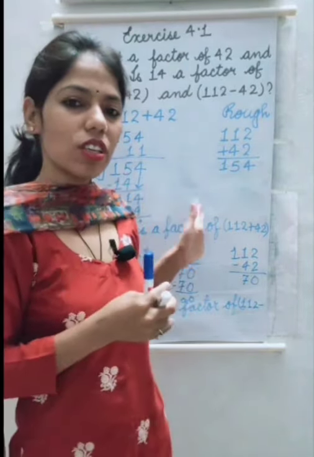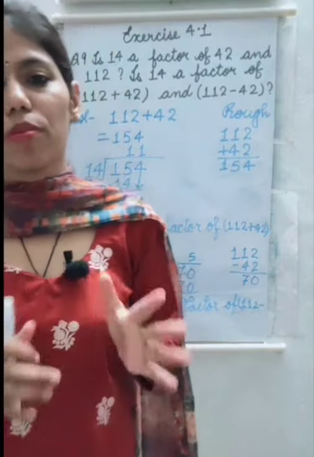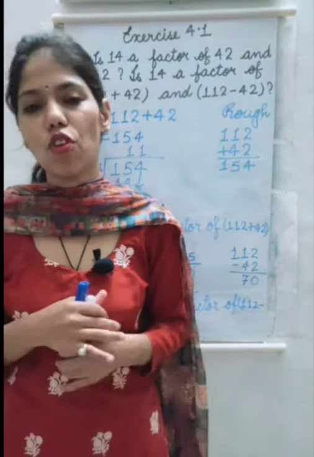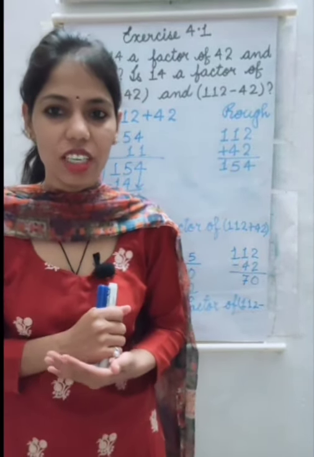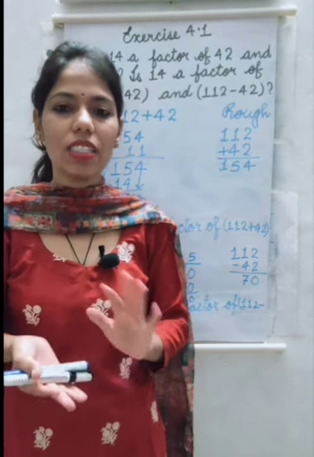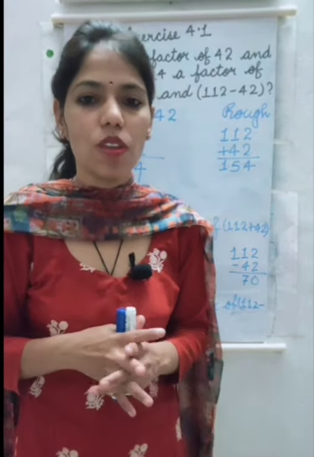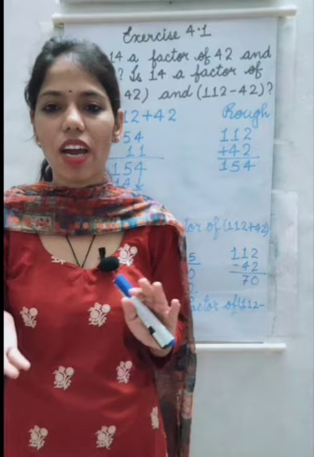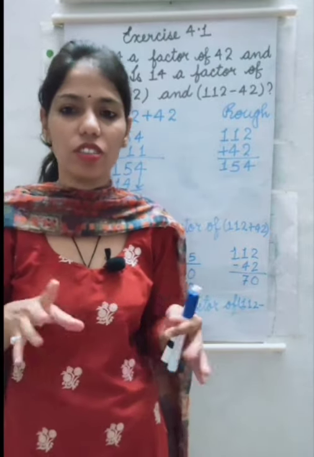I hope this question is clear to you. And question number 9 is: is 54 divisible by 2 and 3? Is it divisible by 6? This you have to do. First you will divide that 54 by 2 and 3.